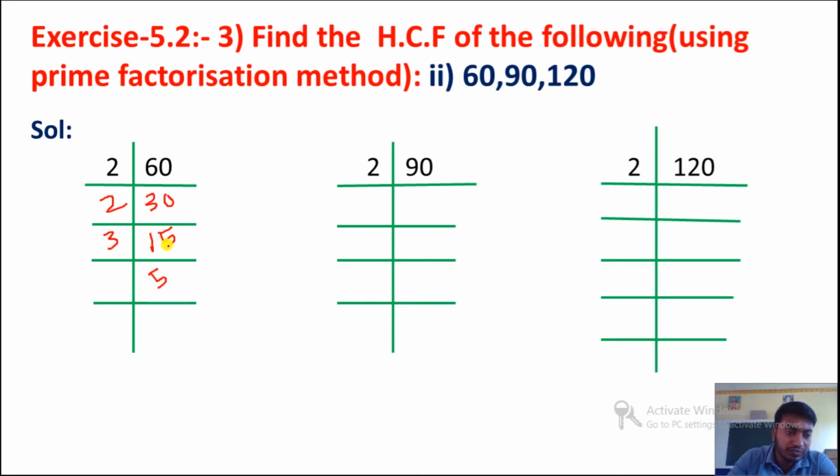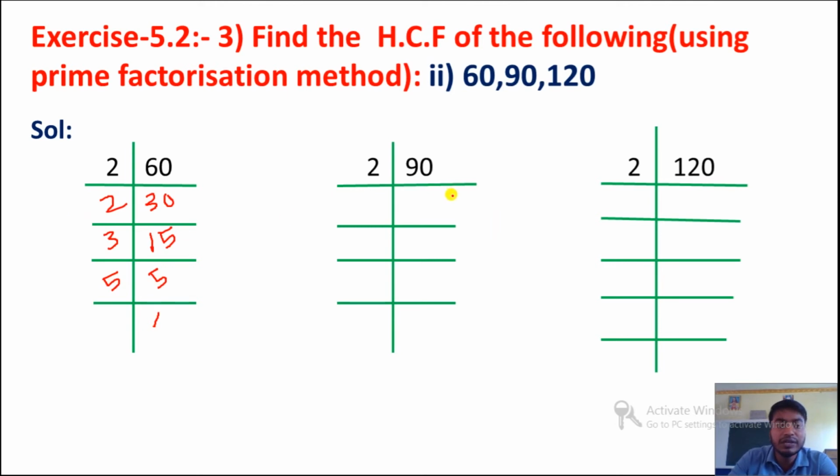Okay, clear? Now here we have 5, and 5 we cannot divide by 3, so we'll go for the next prime number. And what is the next prime number? 5, and here also we have 5, so easily we can divide by 5. So take 5 here, and 5 1s are 5. Okay, so this is the prime factorization of 60.